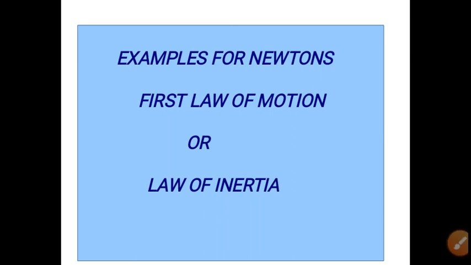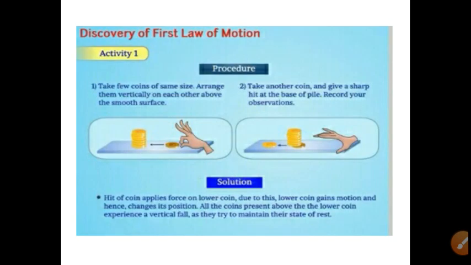Hi children, let us see some examples for Newton's first law of motion or law of inertia. You know what Newton's first law of motion states? A body will continue its state of rest or uniform motion in a straight line unless it is acted on by an unbalanced external force. And here are some activities that can be explained using Newton's first law of motion, and you can do all these activities from your home.